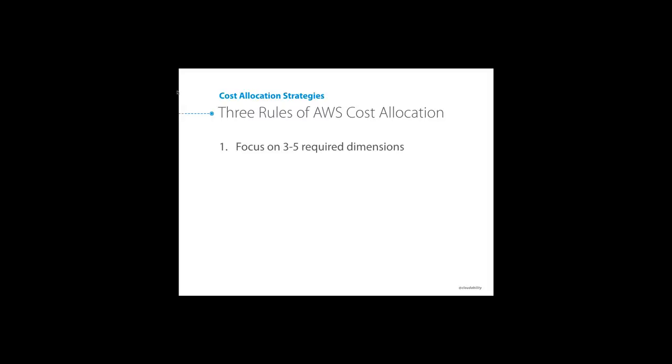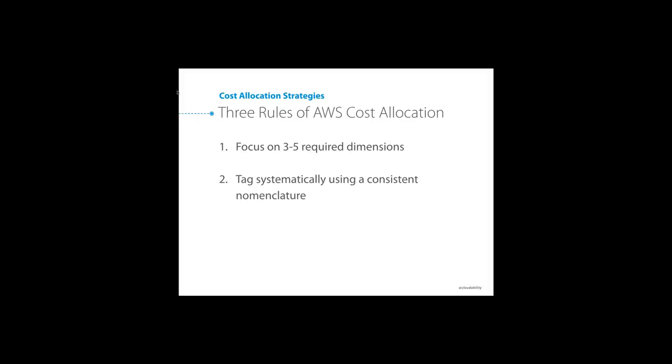The first is focus on 3 to 5 required dimensions. And what I mean by this is once you've sat down with everybody from finance and ops and engineering, figure out what are the most important dimensions or tag keys that you really want to have applied to everything. So these might be business unit, they might be product, they might be environment, they might be role, a lot of different options here, but make sure that you all agree upon the core set of quote-unquote required tags.